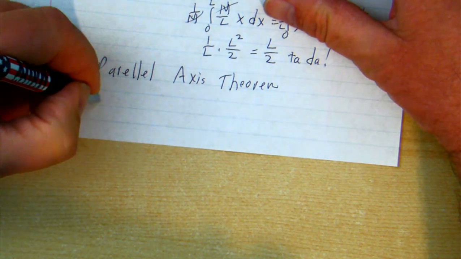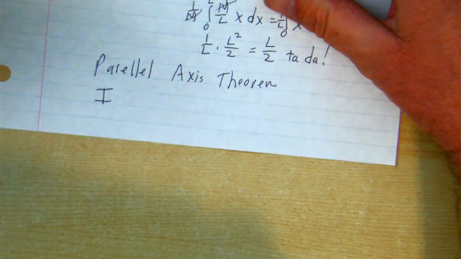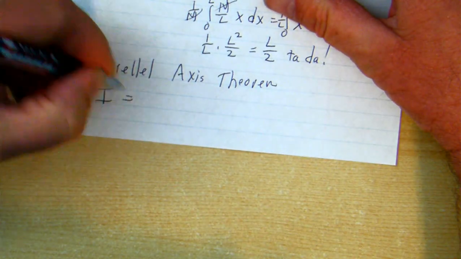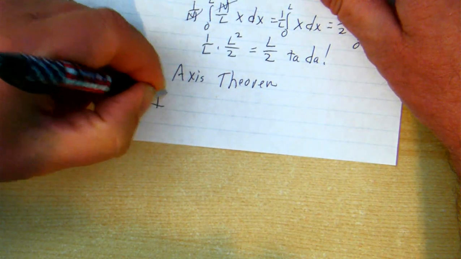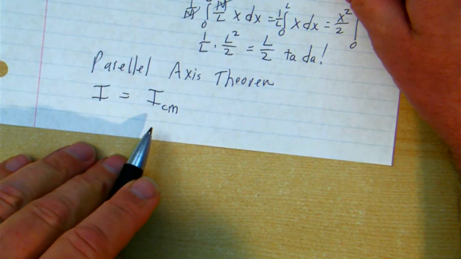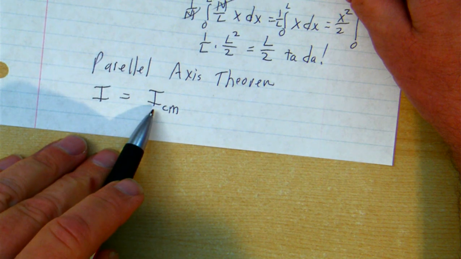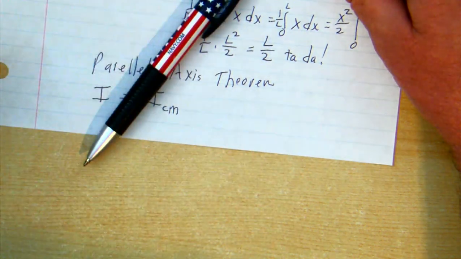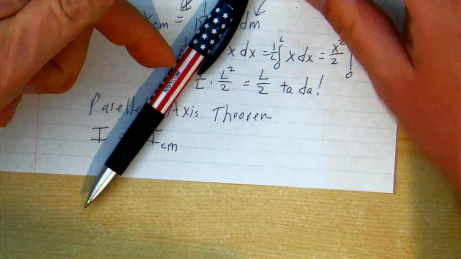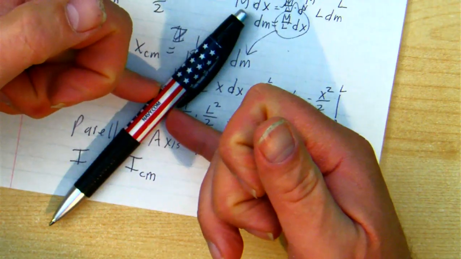So it says this: the moment of inertia about any new axis of rotation is equal to the moment of inertia through the center of mass. By the way, the moment of inertia through the center of mass is always the lowest possible moment of inertia that you can have for any given object. Like for this pen, the lowest moment of inertia is through the center of mass of the pen.